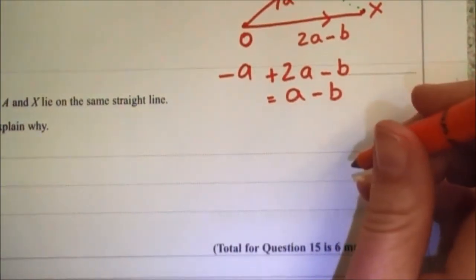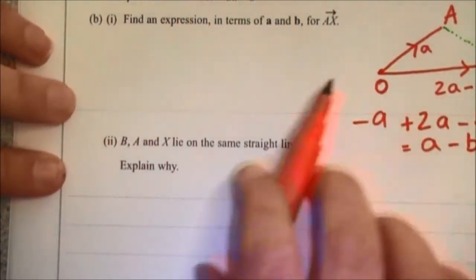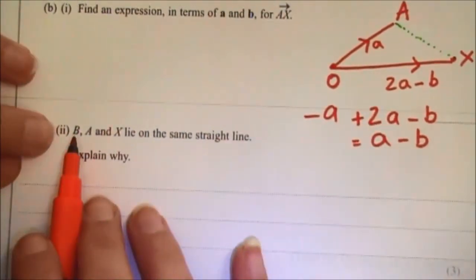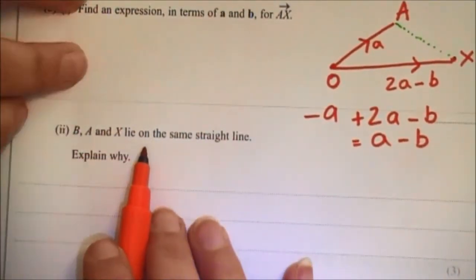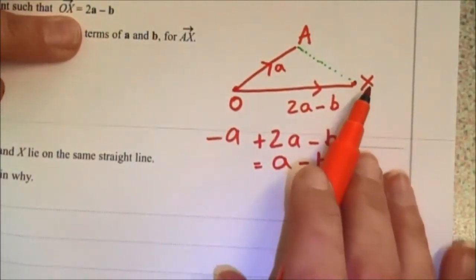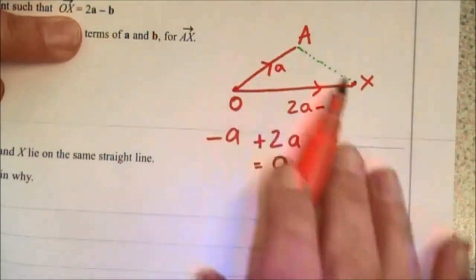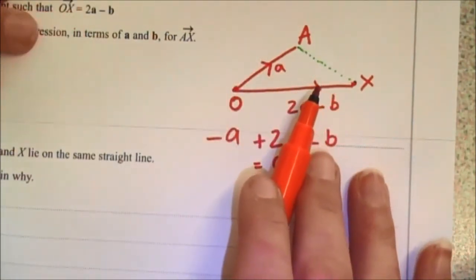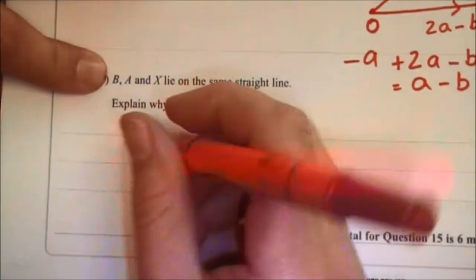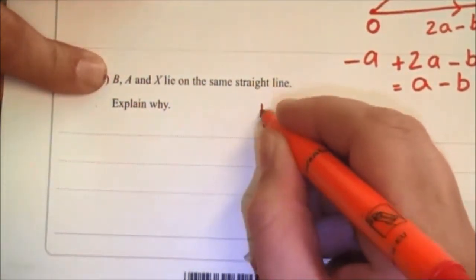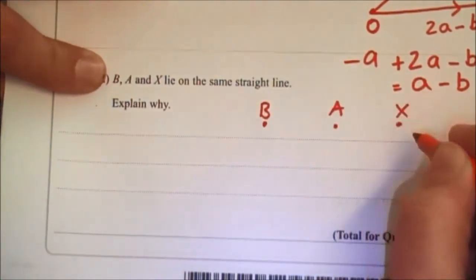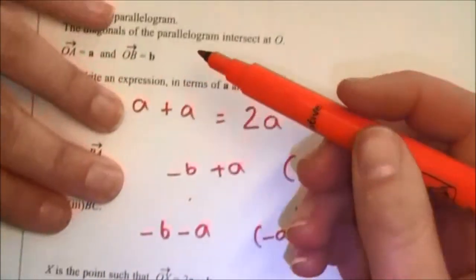Now, part two expects me to carry on from what my answer was to part one. And it says B, A and X lay on the same straight line. So my little sketch over here, where I had X down here and A there, means that this wasn't drawn to scale, but it doesn't matter because the vectors work out. So I'm going to draw the sketch that they want. And they're saying that B, A and X all lay on the same straight line.